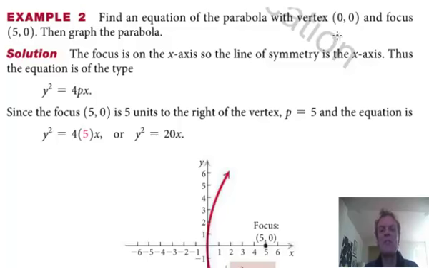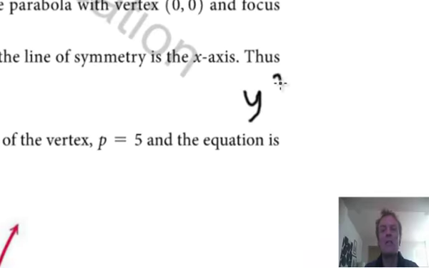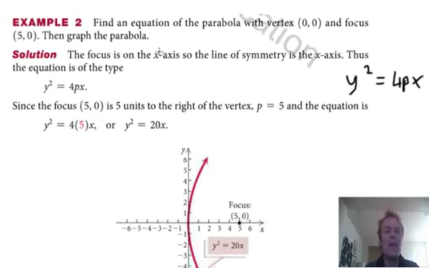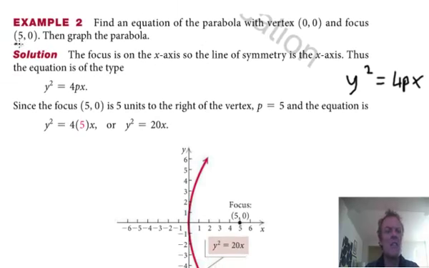Right, worded differently, we have vertex 0, 0 and focus 5, 0. Now think about it. 5, 0, that's 5 along the x-axis. It's going to be a y squared equals 4px type of parabola. Okay, that form. Okay, it's going along the x-axis and the positive direction. So if the focus is 5, 0, then we've multiplied it by 4. Here we go. We'll get the equation.